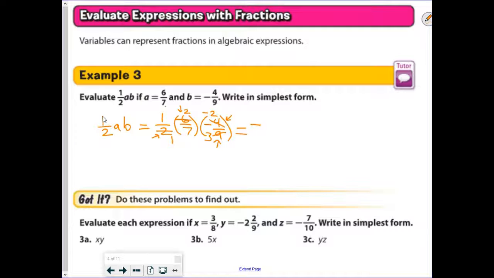Now I'm going to multiply straight across the top. 1 times 2 is 2, times 2 is 4. So I get -4 in my numerator, and then 1 times 7 is 7, times 3 is 21. Because I simplified before I multiplied, I now have a fraction that cannot be reduced. I have negative 4 over 21 as my answer.